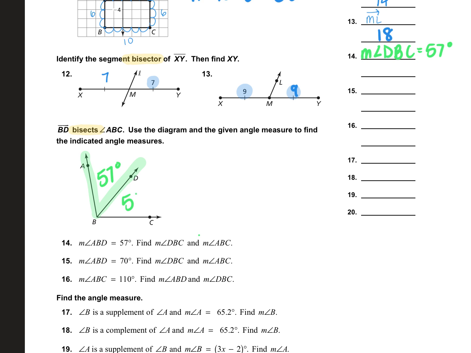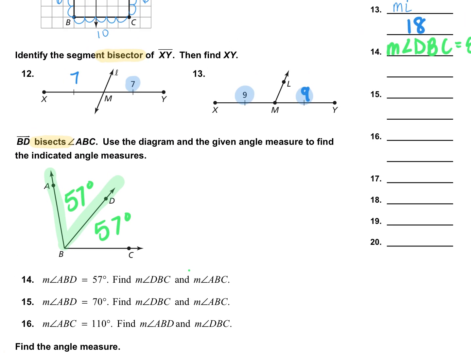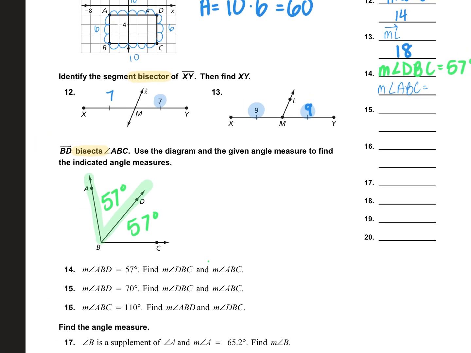So if this is 57, who could tell me what is the measurement of angle ABC? How would I find the measurement of ABC? Good, I just have to add them. And what's 57 plus 57? Good, 114. So the measurement of angle ABC equals 114 degrees.